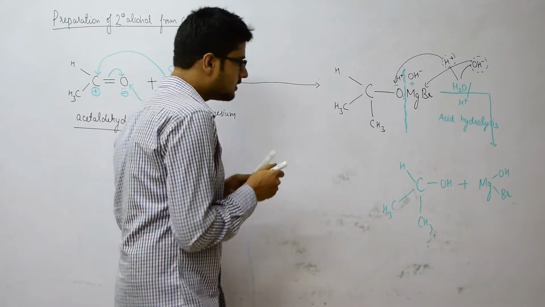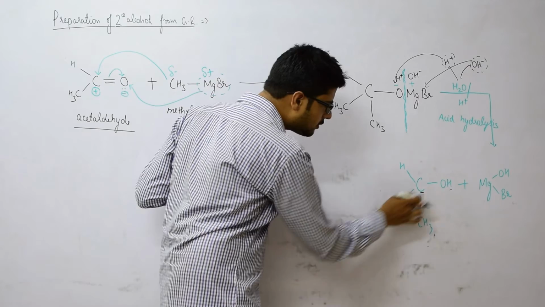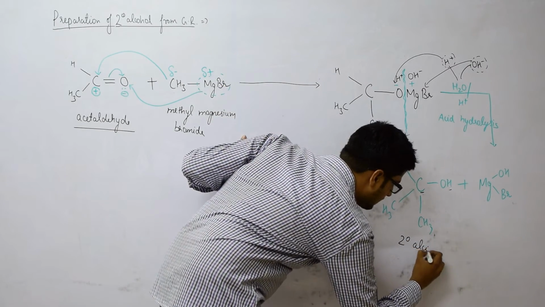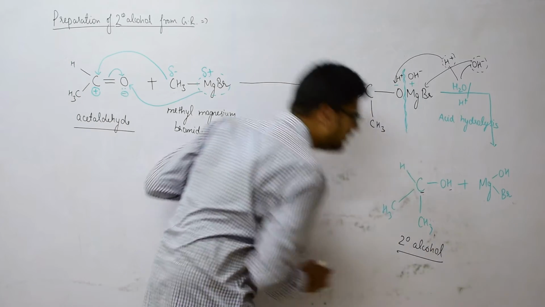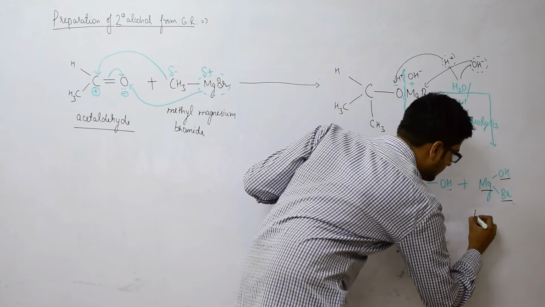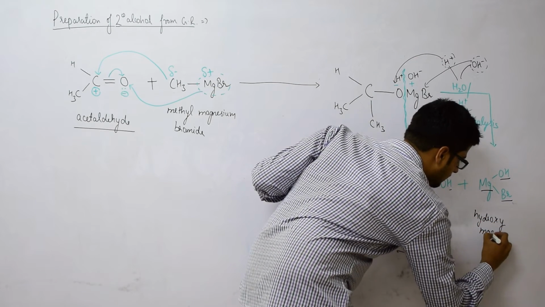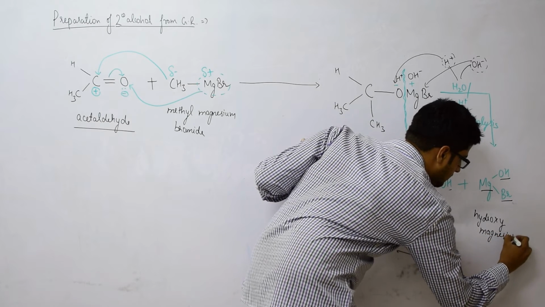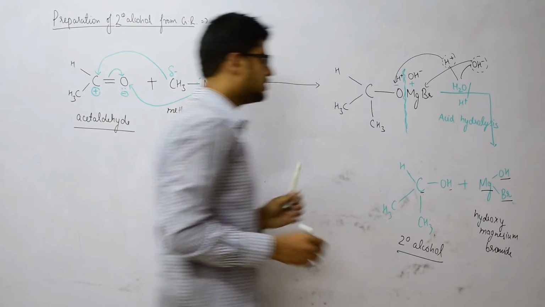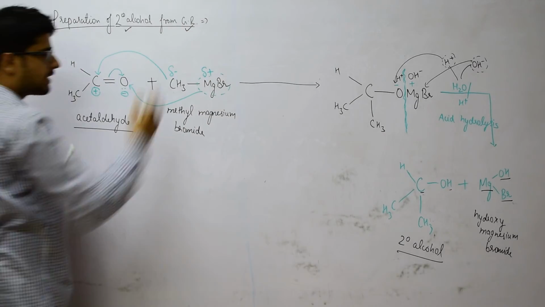Since the OH group is attached to this carbon atom, which is further linked to two carbon atoms, it is a secondary alcohol, and this is called hydroxy magnesium bromide. So this was the process of preparation of secondary alcohol from Grignard reagent.